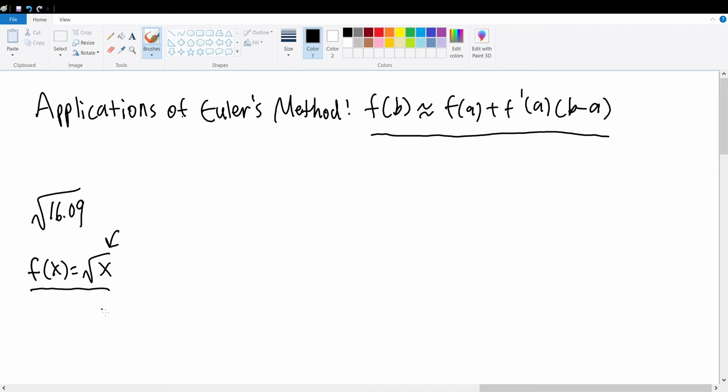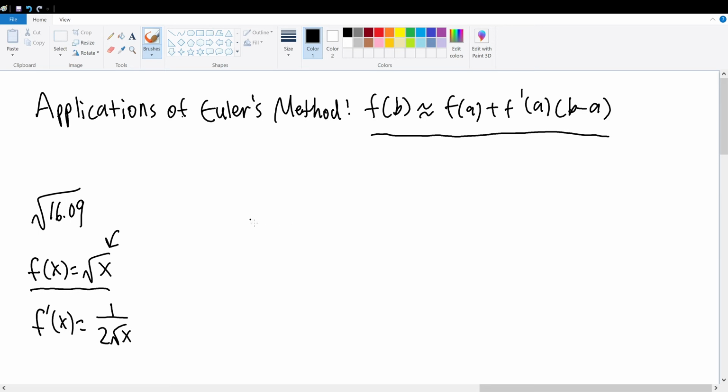So with this, we know we need to find the derivative of this function in order to apply Euler's method. So what is f prime of square root of x? Well, by the power rule, that will be 1 over 2 times root x. And now we are ready to have the foundations and begin our application of Euler's method.